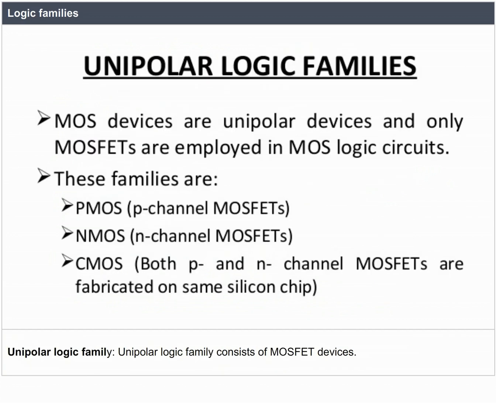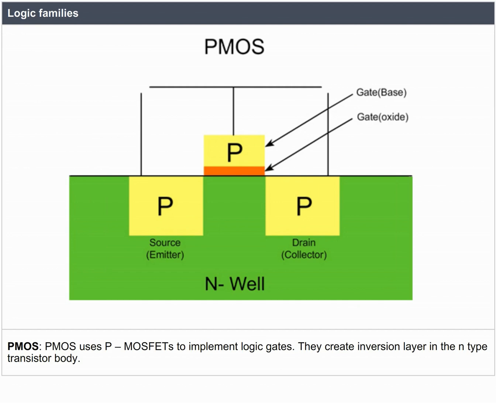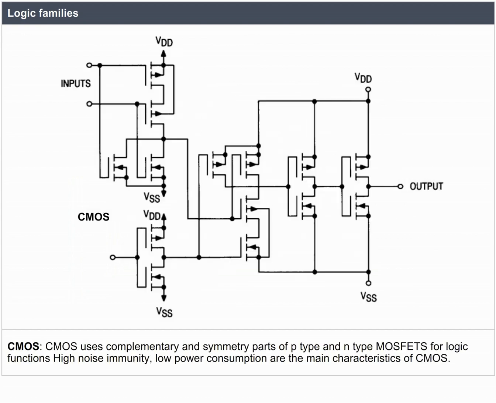Unipolar logic family. Unipolar logic family consists of MOSFET devices. PMOS. PMOS uses P MOSFETs to implement logic gates. They create an inversion layer in the N-type transistor body. NMOS. N-metal oxide semiconductor uses N-type MOSFET for logic gating in digital circuits. CMOS. CMOS uses complementary and symmetry parts of P-type and N-type MOSFETs for logic functions. High noise immunity and low power consumption are the main characteristics of CMOS.